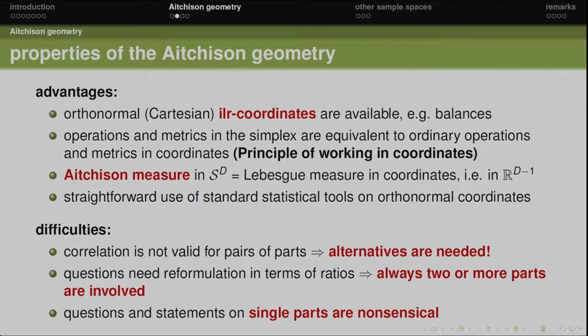Questions or statements about single parts is, in our opinion, nonsensical. Because if we know one part, we know all the amount or the proportion of the other parts that are not this thing. If we know one property, we know what it is not the other property. So we always have more information than one part. Not taking into account this fact is discarding information which can be important.